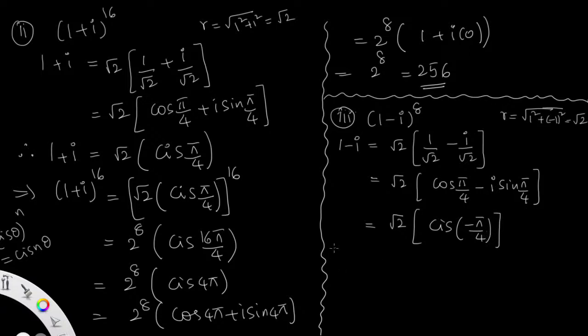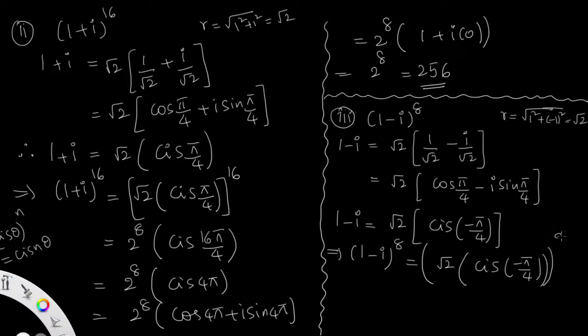This is the value for 1 minus i. But the power is raised to 8, so 1 minus i whole to the power of 8 is root 2 into cis of minus pi by 4 whole to the power of 8. So 2 power root 2 means 2 to the power of half, and with 8 this becomes 2 power 4, and the power is joined with its argument, that is cis of minus 8 pi by 4. So that is 2 to the power of 4, which is 16, into cis of minus 2 pi.